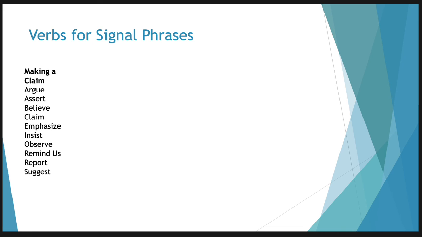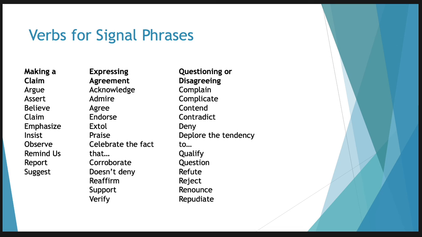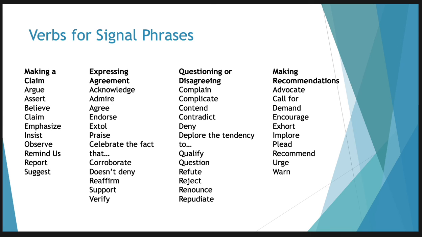Use your signal phrases to be descriptive. So see if you can get some of these. If the author is making a claim, here are some examples of verbs that we can use. If the author is agreeing with something in the larger conversation, if the author is questioning or disagreeing with a larger conversation or larger point, or if the author is making recommendations. Once you get through your draft, go through and look for those terms like the author writes, the author says, and see if you can replace some of those verbs with more descriptive and specific words.